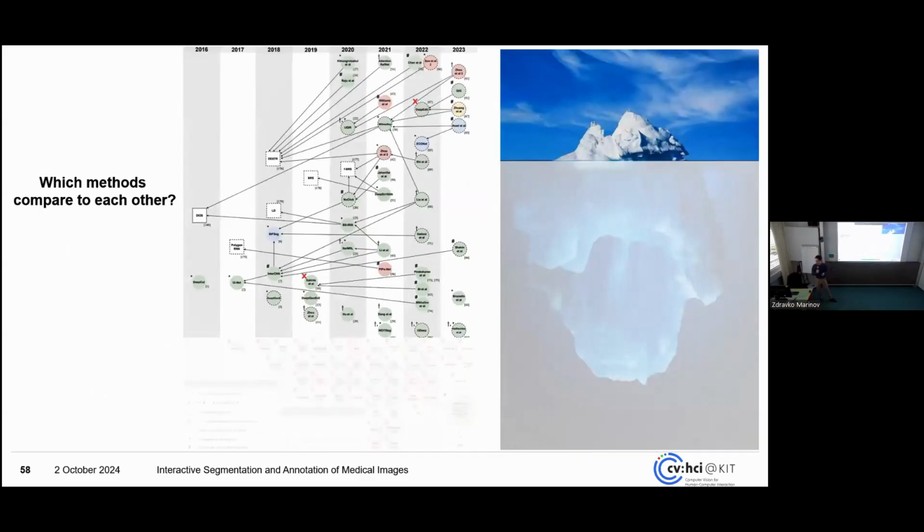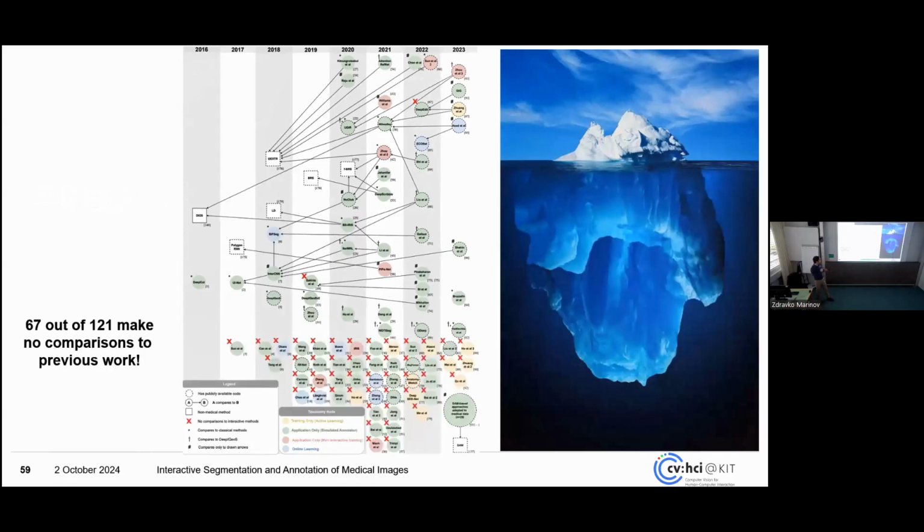So to answer that, I think you know where I'm going. There's a lot of chaos in the field. You can see this large graph here. That's methods from the systematic review compared to each other with the arrows. And there's no really systematic way to look at it. It's really chaotic. But the real ugly truth is at the bottom. You can see that 67 out of all of the reviewed methods did not compare to anything from the interactive segmentation domain. And that's a really concerning trend, and we really need to understand why that happens.